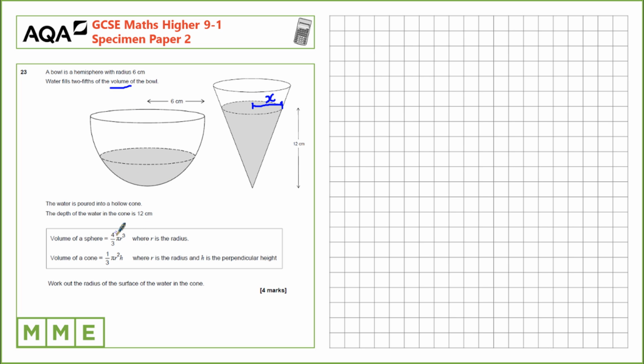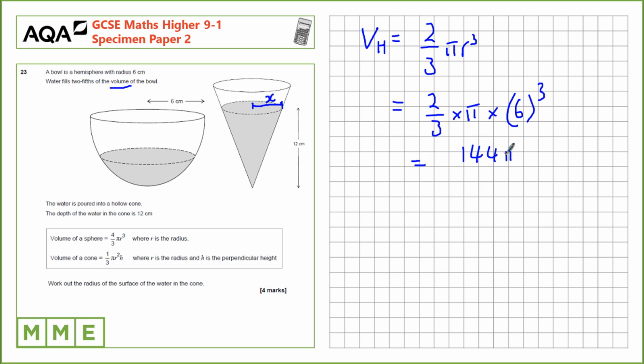We know the volume of a sphere is 4/3 pi r cubed, and a hemisphere is half of that. So the volume of the hemisphere will be 2/3 pi r cubed, because 2/3 is half of 4/3. We know the radius is 6, so we can do 2/3 times pi times 6 cubed, which equals 144 pi. We leave this in terms of pi for now since it'll make our calculations more accurate later on.